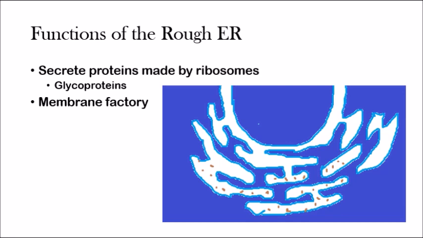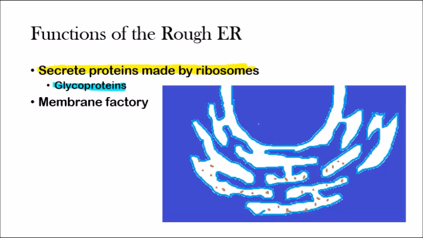So the rough ER actually secretes proteins made by ribosomes. I briefly talked about this in our ribosome video, which you might want to go check out, but I'm going to be talking about this whole process again in this video. Typically, these proteins which are made by the rough ER, which are going to be secreted, are glycoproteins.